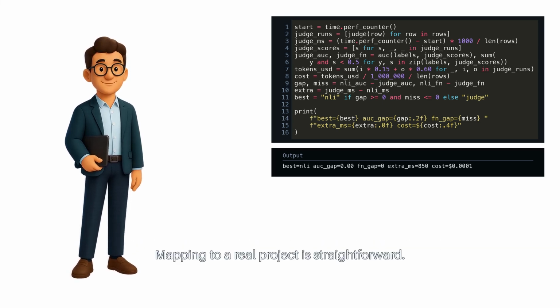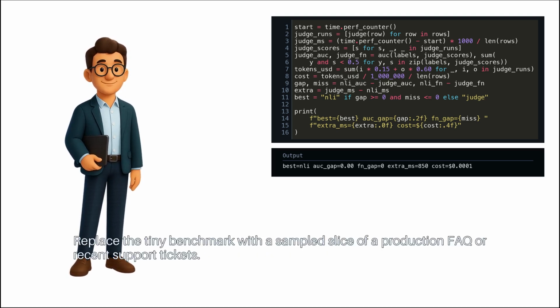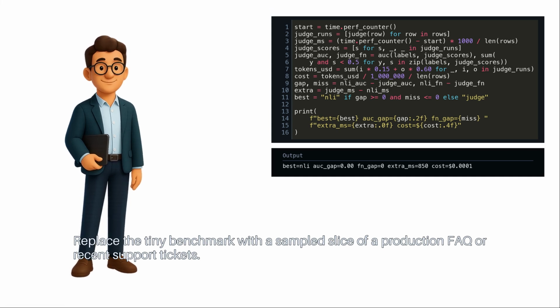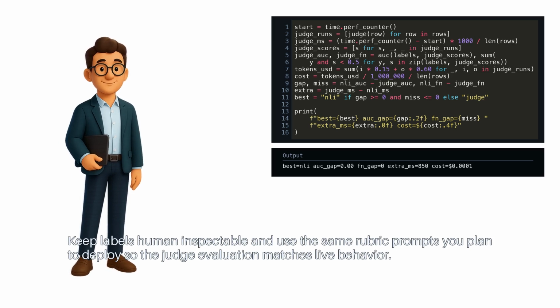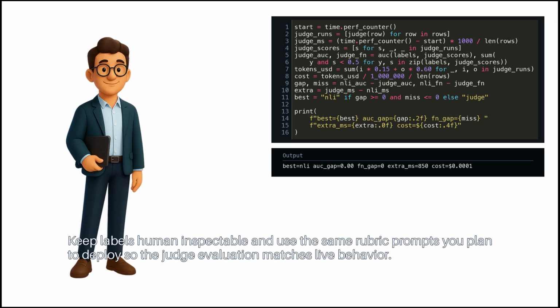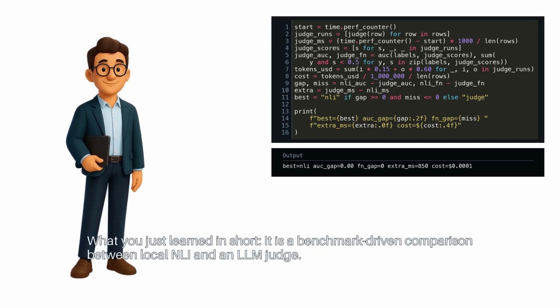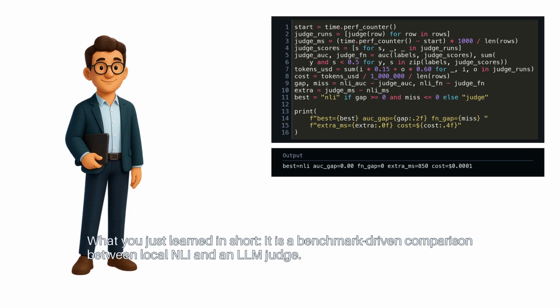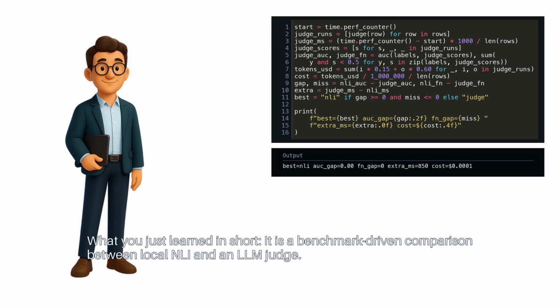Mapping to a real project is straightforward. Replace the tiny benchmark with a sampled slice of a production FAQ or recent support tickets. Keep labels human inspectable and use the same rubric prompts you plan to deploy, so the judge evaluation matches live behavior. What you just learned in short: it is a benchmark-driven comparison between local NLI and an LLM judge.